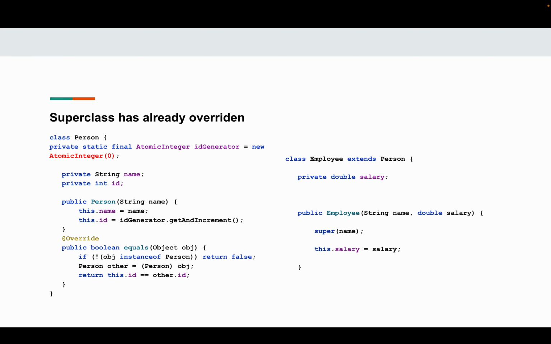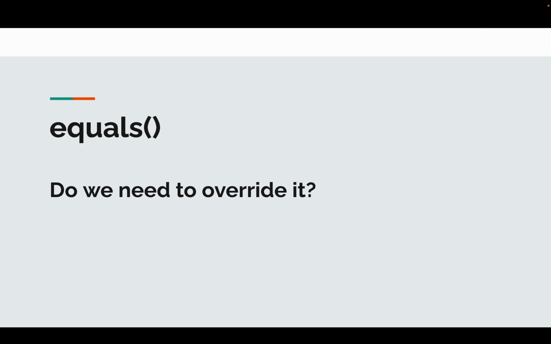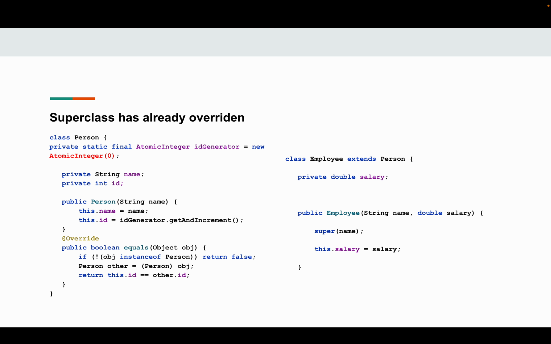After this, the question was, do we need to override it? Well, it depends. One such scenario where we need not override it is when the superclass has already overridden it and the superclass behavior is appropriate for this class. For example, Map implementations from AbstractMap.